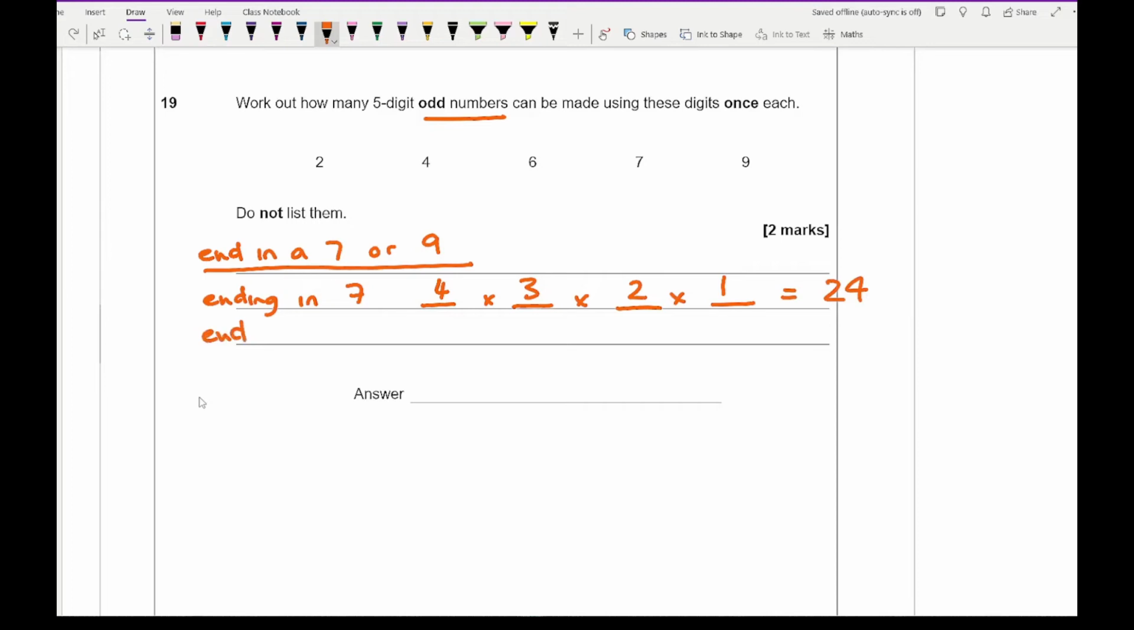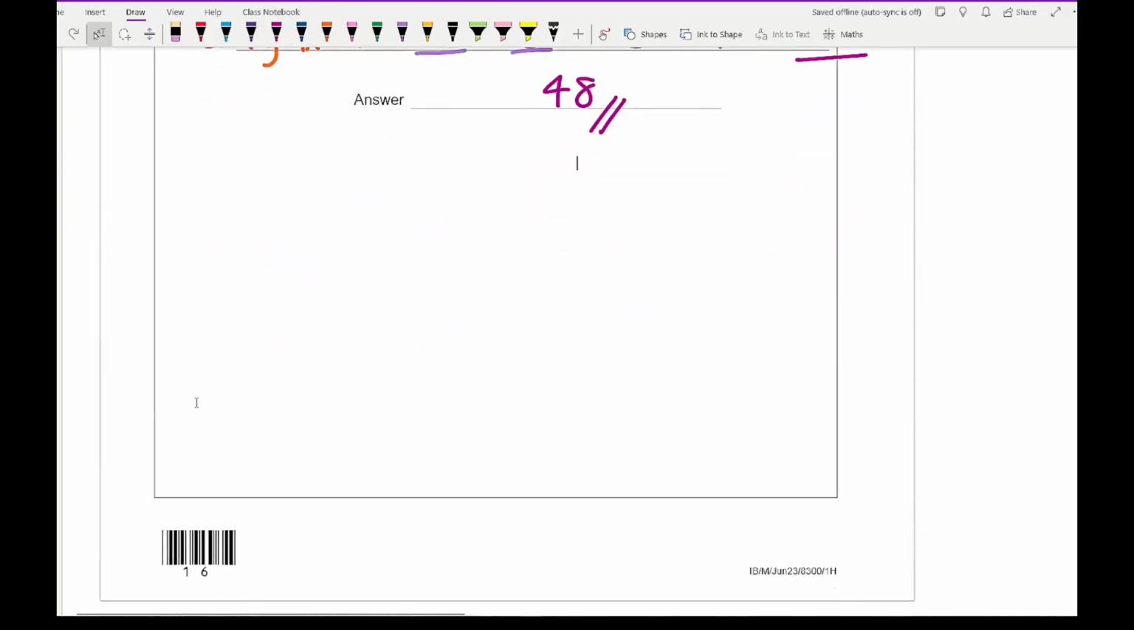Then in terms of ending in a 9, now again, the reason why I've only got 4 when there's only 5 digits is because I'm fixing that 7 as the last number. So from the first digit ending in a 9, I've got 4 options, then I've got 3 options, then 2 options, then 1, which is 24 again, and then all that's left for me to do is add those 2 numbers together, and I get a total answer of 48.